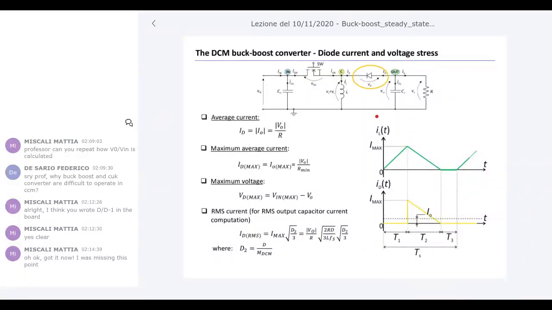Diode current. Again, the diode current is the same as the inductor current when the switch is off, so during T2. And so you get, again, a triangular waveform. What is important here to know is the average current value, because it's the average current value that induces the conduction loss, by which we can better estimate the conduction losses. Which is the average value? The average value is the same as the output current I0. Basically it is negative I0, because the direction of ID and I0 is opposite, so we have negative I0.